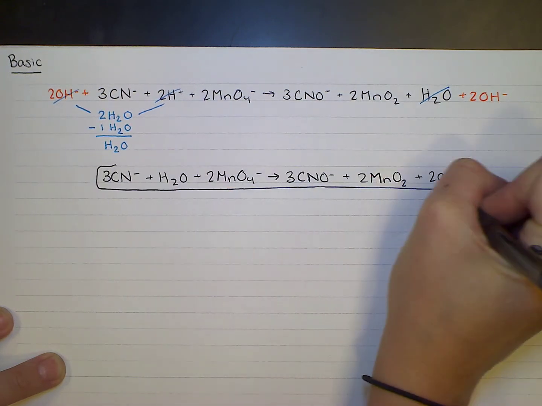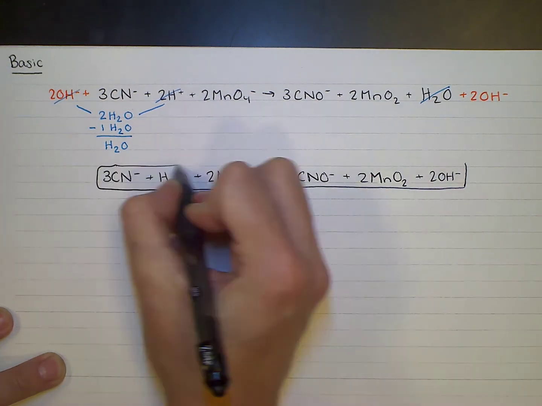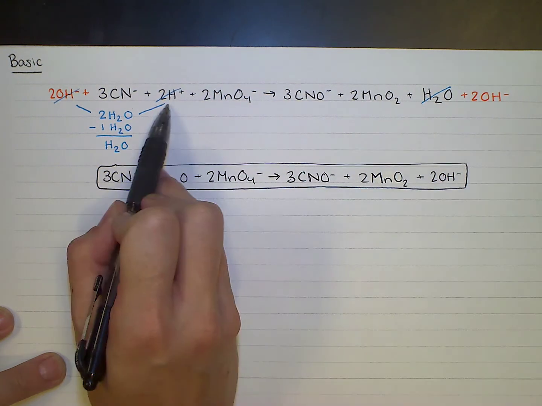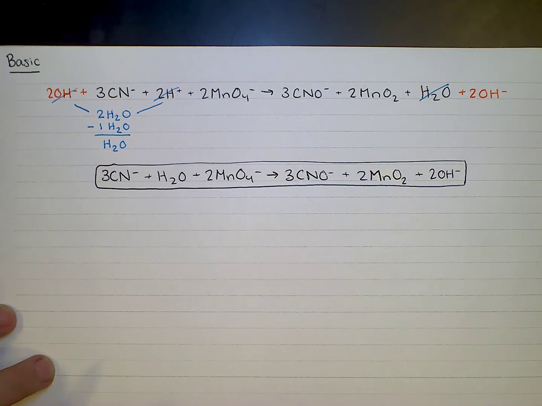Again, we know this is going to be basic because if we look, we have OH minuses hanging out now instead of H pluses, so that does make it a basic environment. Okay.